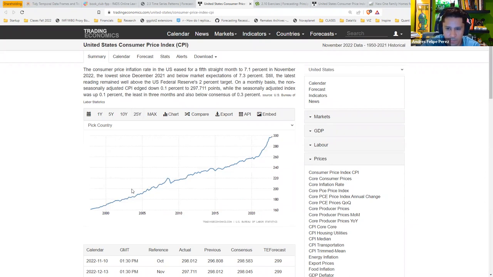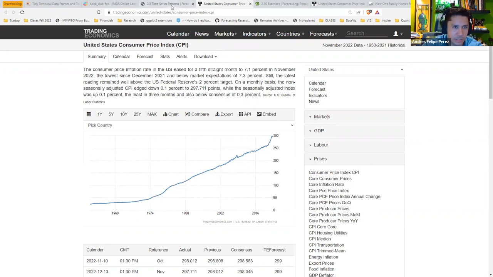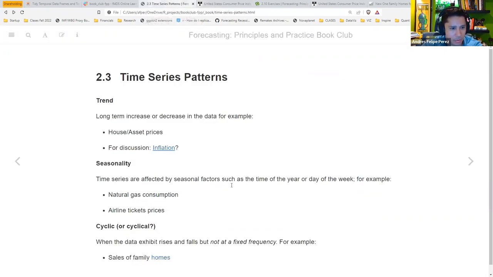So trends depend also on how long your time series is. In this case, we can see that there is a definite change in the trend in the last 2 years, but the trend has been going up. So I thought that was an interesting example.